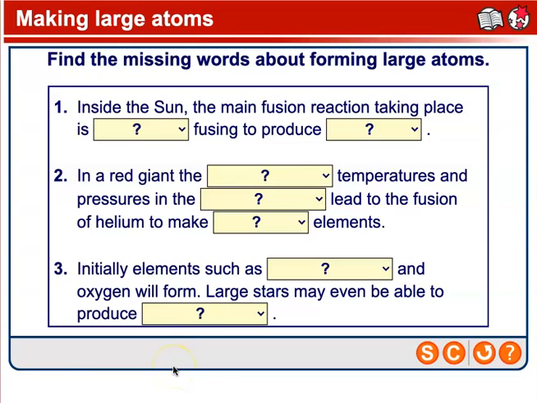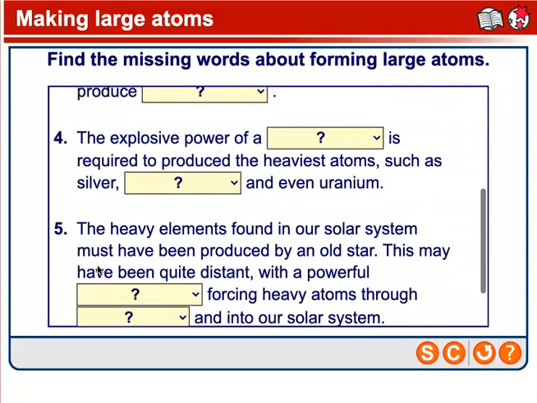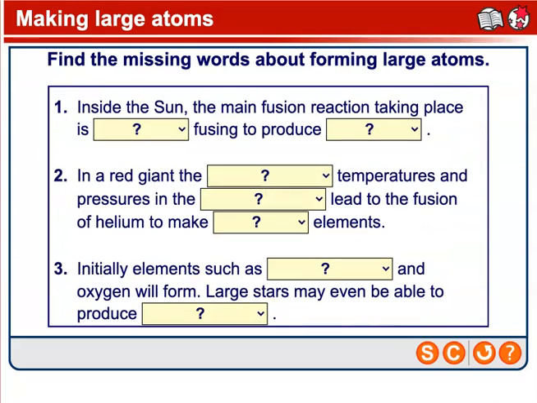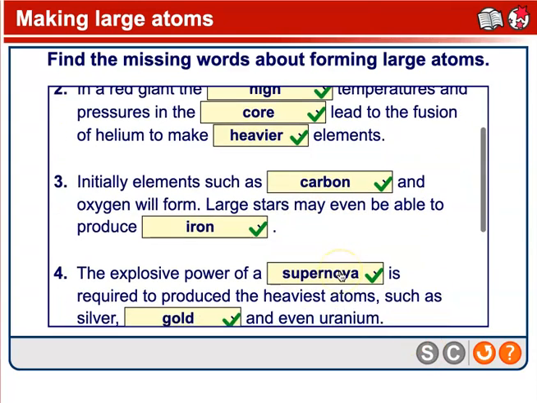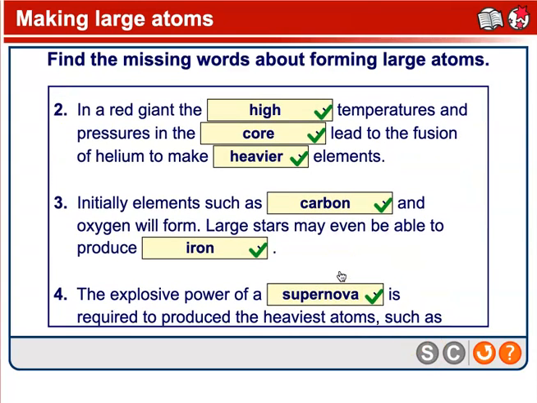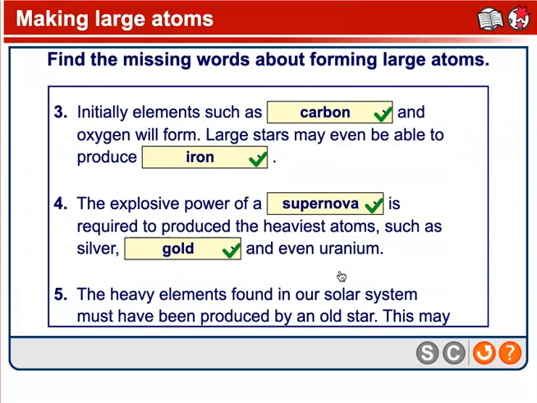All right, filling in the missing words about forming large atoms. Let's go through each one of these. Inside the Sun, the main fusion reaction taking place is hydrogen fusing to produce helium. In a red giant, the high temperatures and pressures in the core lead to the fusion of helium to make heavier elements. Initially, elements such as carbon and oxygen will form. Large stars may even be able to produce iron.